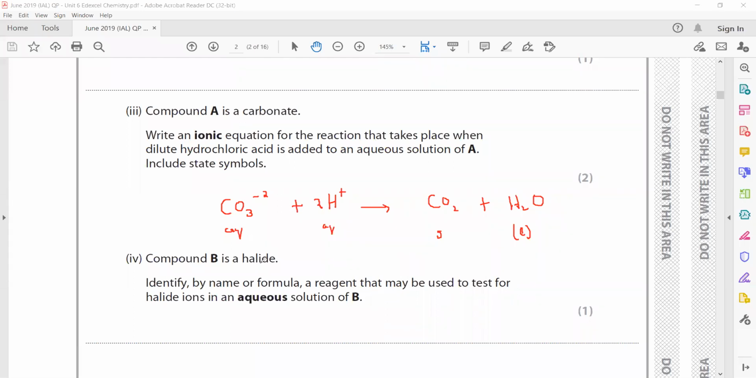Compound B is a halide. Halide means that it contains a halogen, so we already know calcium is there, and with calcium, a halogen is there. Identify by name or formula a reagent that could be used to test the halide ion in an aqueous solution of B. So how can we test for a chloride, bromide, or iodide ion? Normally we add silver nitrate, or lead nitrate can also be added.